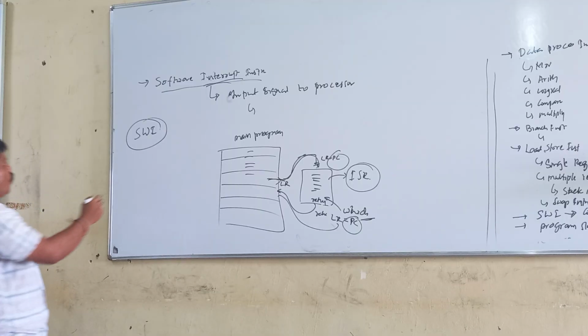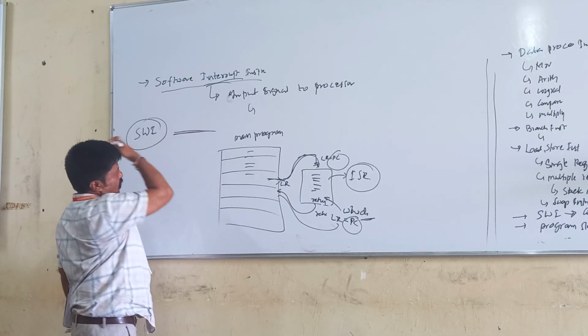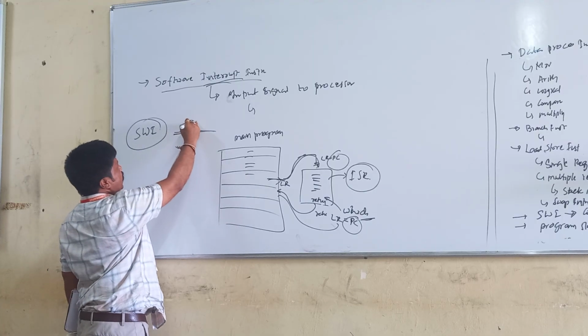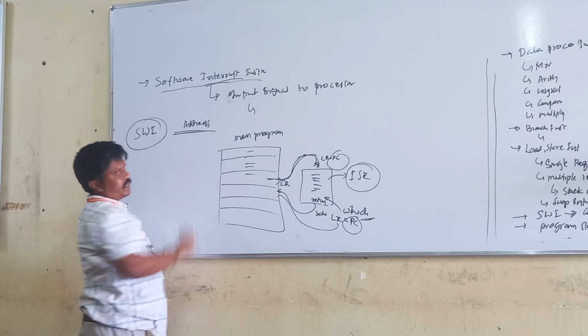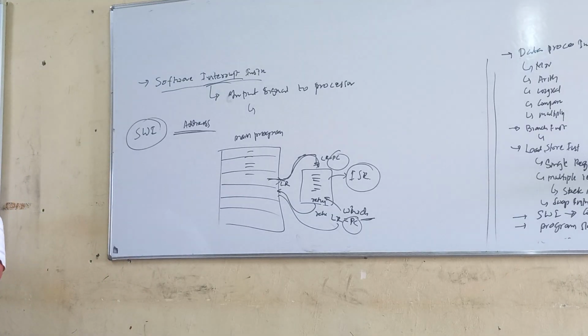Software interrupt instructions consist of only the address, only the software interrupt address. Each and every interrupt has its own address. If I am using the software interrupt, it will have some address. The undefined interrupt, the reset interrupt, the interrupt request, and the fast interrupt request will each have separate addresses, and those addresses will be written here.